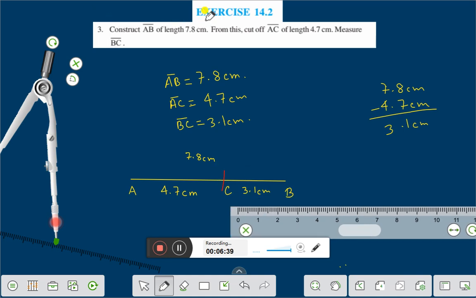Here you see, construct AB of length 7.8 centimeter. We have constructed AB of length 7.8 centimeter. From this cut off AC of length 4.7, we have taken 4.7 centimeter with the help of compass, and with the pointer at point A, we cut this at point C. And you have to measure the length BC. If you subtract 4.7 centimeter from 7.8 centimeter, it comes to 3.1 centimeter. Therefore, BC will be exactly 3.1 centimeter. And we have shown you also that with the help of scale, this is also 3.1 centimeter.